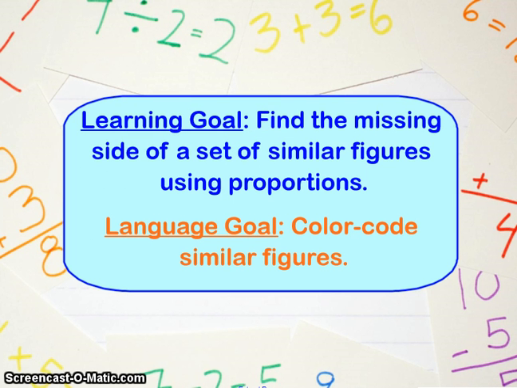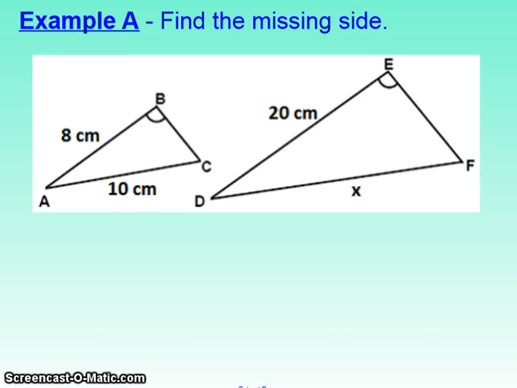Your learning goal is to find the missing side of a set of similar figures using proportions. Your language goal says color code similar figures. Example A says find the missing side. So what I have here is a missing side, which is x. It's listed with my variable.